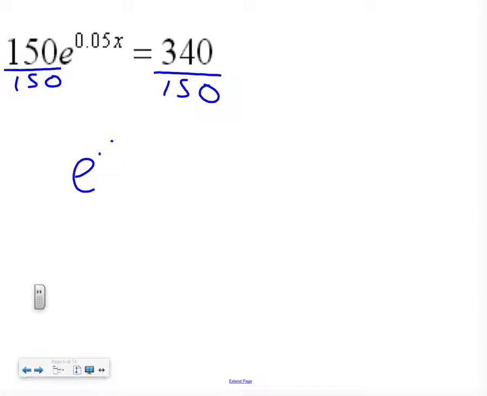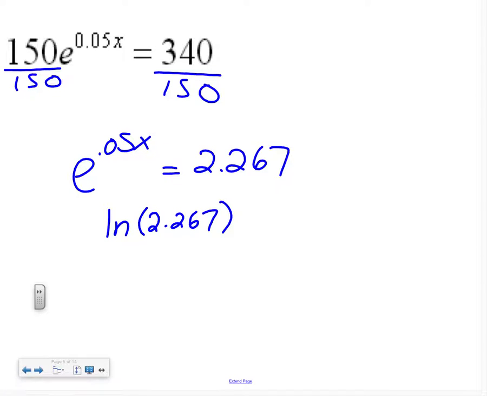So I have e to the 0.05x. I'm going to do that on a calculator because I'm at a point where I have to. All right, so 340 divided by 150 is 2.267. And now I'm going to write it as a log. Once I have the exponent alone, I write it as a log. So what's my ln? I already told you. I'm going to use the ln, right? So the ln of 2.267 equals 0.05x, right? Okay. And the ln of 2.267 is just a number.